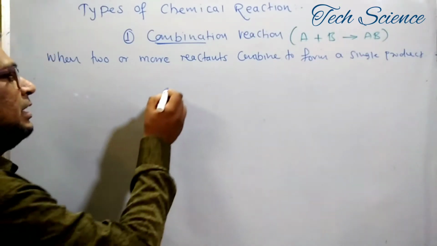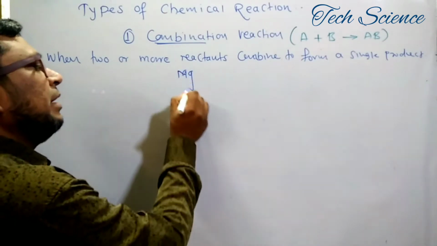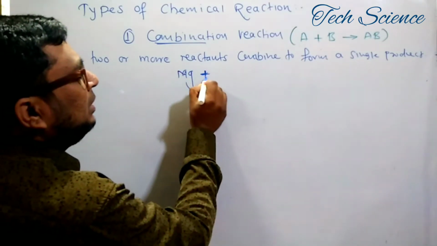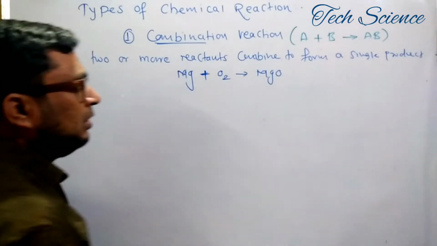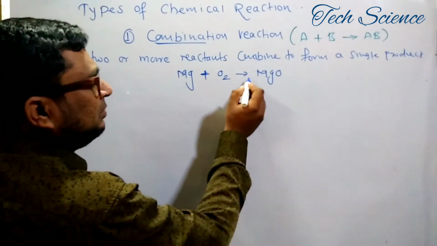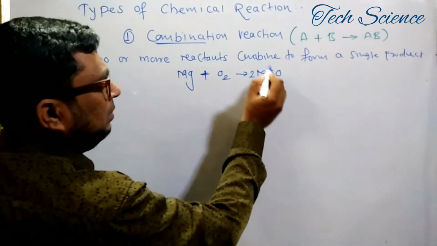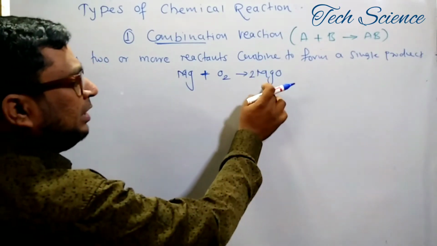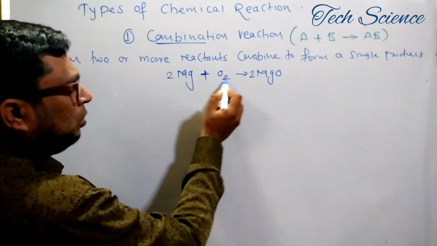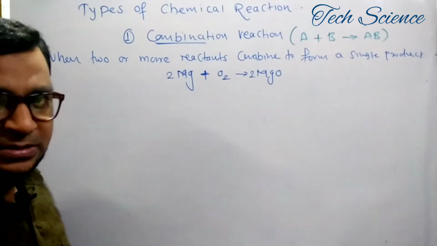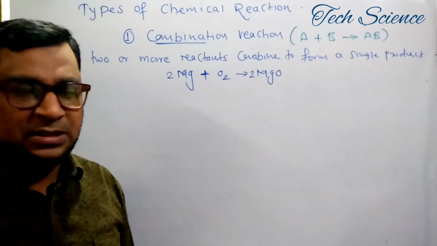For example, there is a strip or ribbon of magnesium. When we burn it in air, magnesium oxide is formed. It is not balanced, so you can balance it. Here two oxygens are there, so it becomes 2 MgO, meaning 2 magnesium, 2 oxygen. So it becomes 2 Mg, 2 Mg, 2 oxygen, 2 oxygen. So it is balanced. This is one of the many examples.